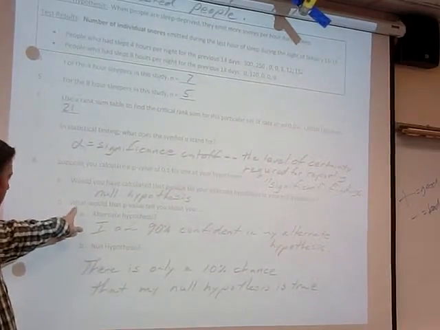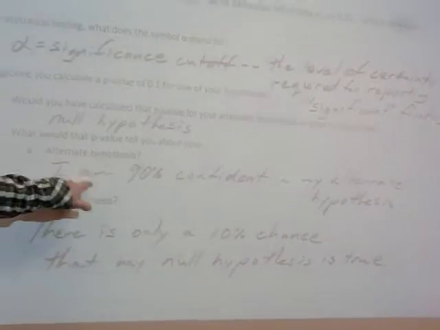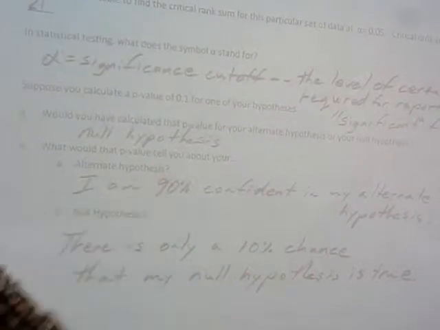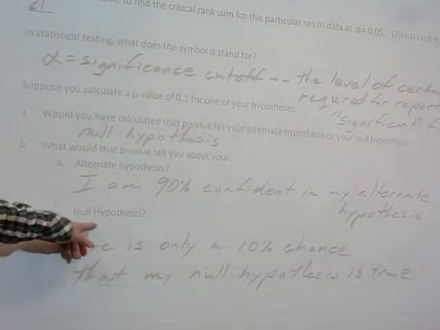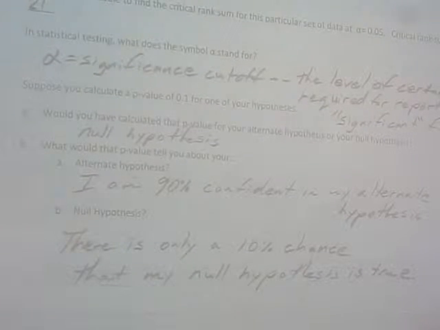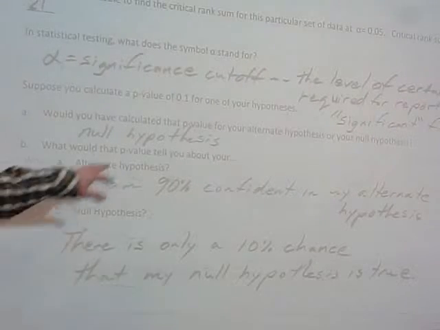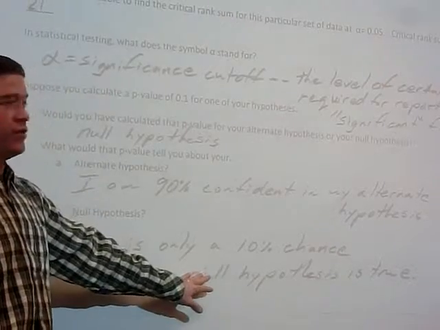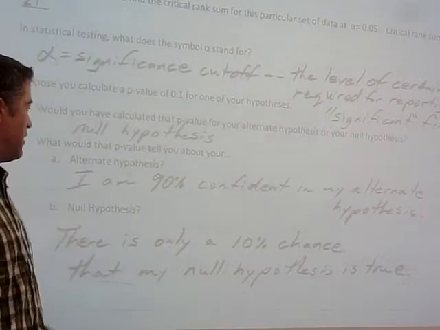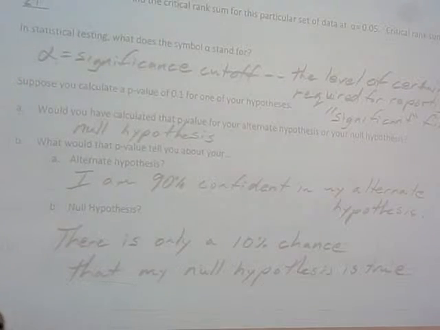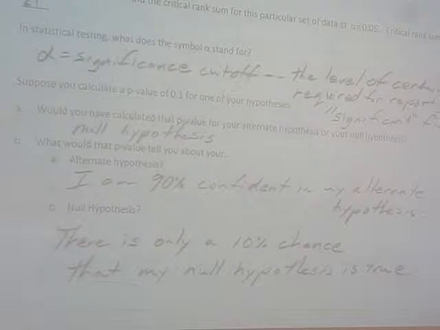B, what would that p-value tell you about your alternate hypothesis? A p-value of 0.1 would tell you you're 90% confident in your alternate hypothesis. And what would it tell you about your null? There's only a 10% chance that my null hypothesis is true. So a p-value of 0.1 says there's a 10% chance of this effect happening just by chance. There's a 90% chance that there really is something going on here. So there really is a difference.